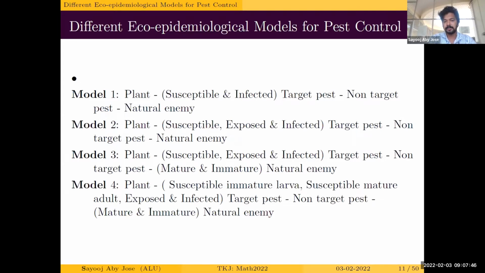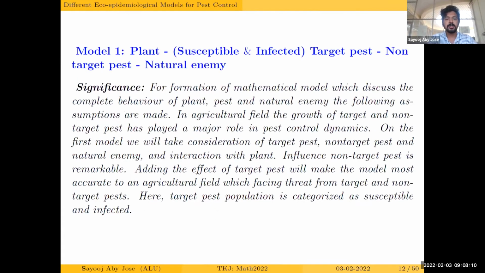In the first case, the target pest is divided into susceptible and infected. In the second model, I divide it into susceptible, exposed, and infected. In the third, I divide the natural enemies into mature and immature natural enemies. Model 4 is a more general combination of these 3 models: susceptible immature larva, susceptible mature adult, exposed, and infected. The main significance of this work is the consideration of the target pest and its interaction with the plant, and the influence of the non-target pest is remarkable.